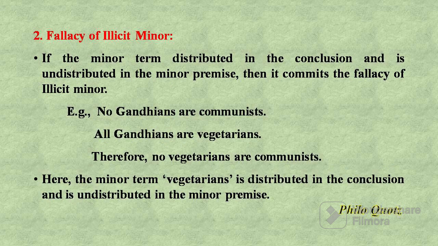Second one is fallacy of illicit minor. If the minor term is distributed in the conclusion and is undistributed in the minor premise, then it commits the fallacy of illicit minor. For example, no Gandhians are communists. All Gandhians are vegetarians. Therefore, no vegetarians are communists. Here the minor term vegetarians is distributed in the conclusion and is undistributed in the minor premise. So that's why it commits the fallacy of illicit minor.